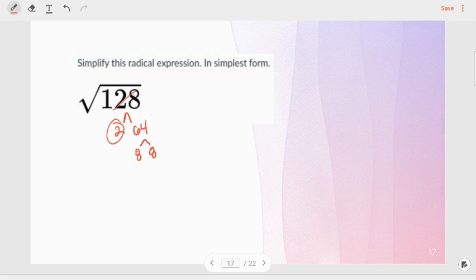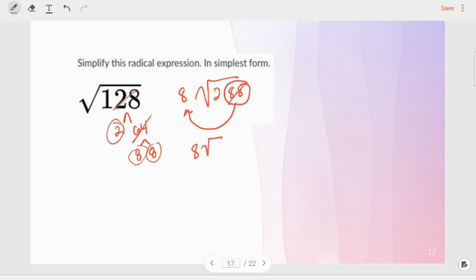8 and 8. Now, if you recognize that I have a pair, a duplicate, you can stop there. So radical of 2 times 8 times 8. Circle that pair, bring one pair out, cross it off from the inside so you don't reuse it. 8 radicals of 2 would be my answer.